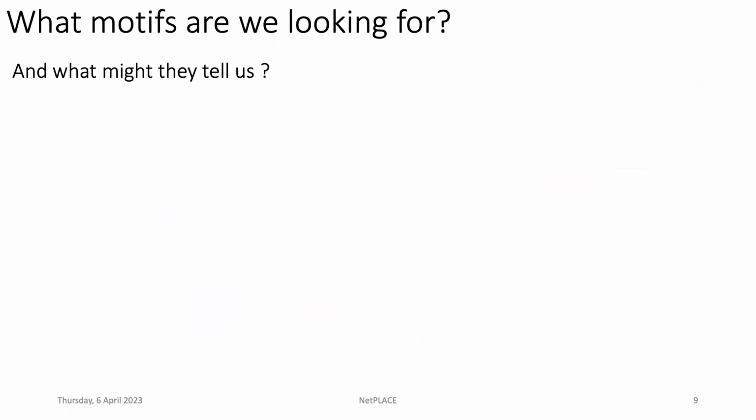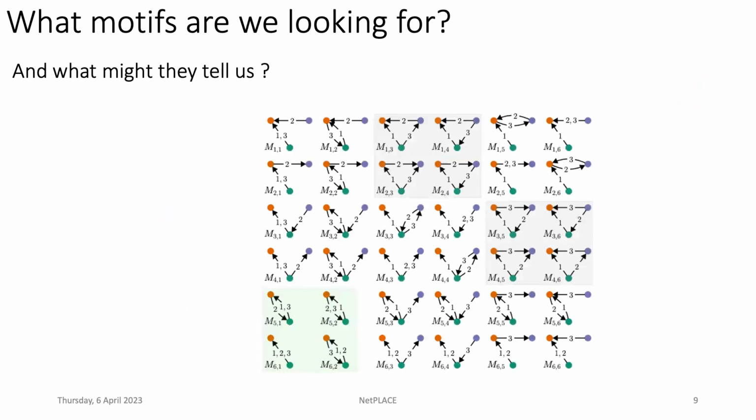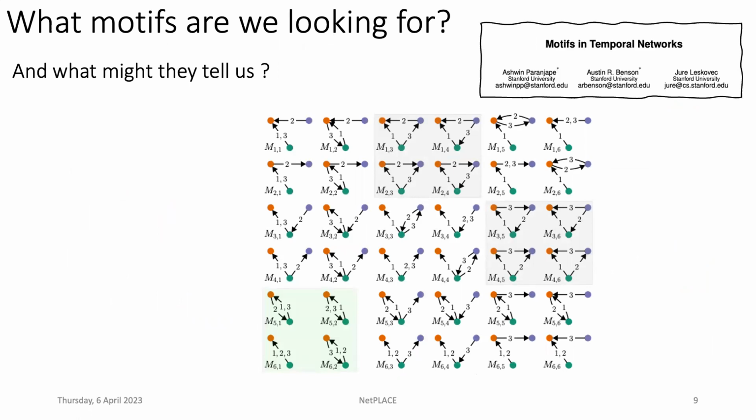And what motifs are we looking for in this data set, and what do we hope that they might tell us? We restricted our focus to motifs which happen on 3 edges and involve up to 3 nodes, of which there are quite a number of them. And the algorithm that we use is from this paper called Motifs in Temporal Networks, from a few years ago.